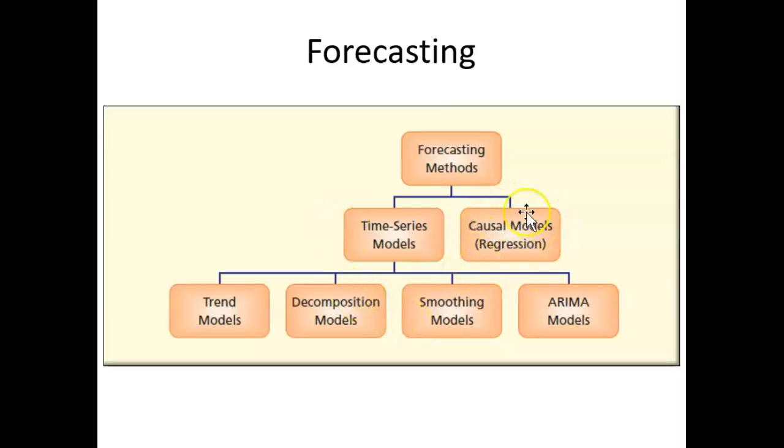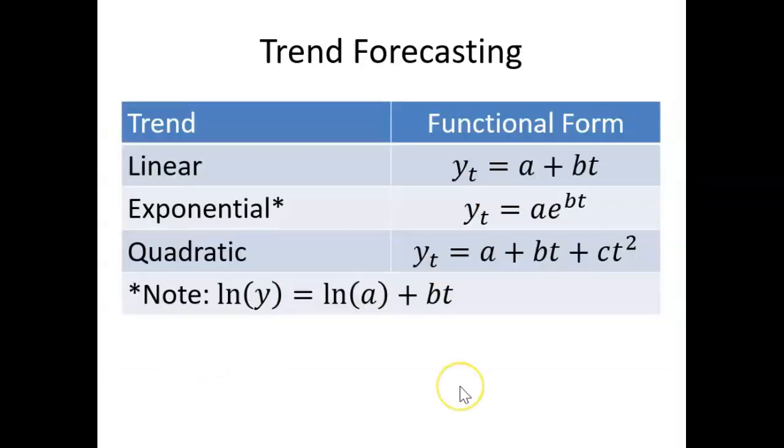We'll also talk about causal models during this lecture, but we won't be doing much in terms of forecasting with causal models. We'll mostly be forecasting with time series models with trend. So trend forecasting. So there's three kinds of models that we will look at.